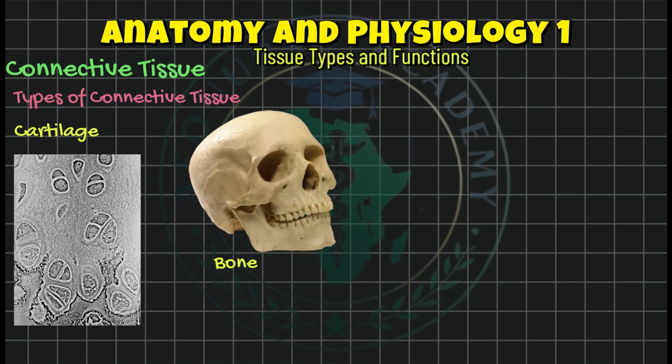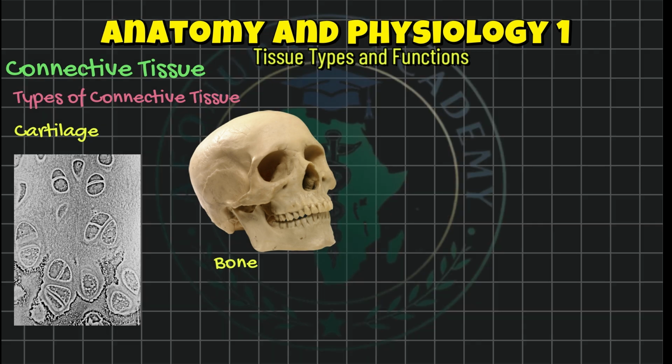Bone. Bone is a hard, calcified connective tissue. The extracellular matrix contains calcium salts, which make bone rigid and strong. Bones support the body, protect organs, store minerals, and produce blood cells in the bone marrow.